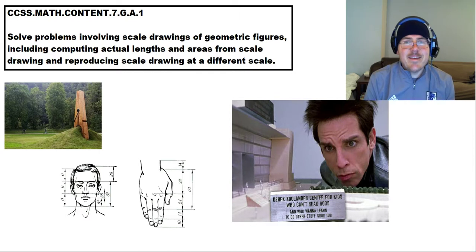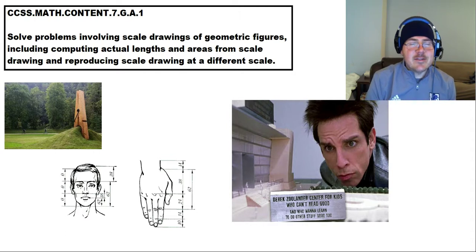Of course, can't leave without Derek Zoolander's Center for Kids Who Can't Read Good. He smashes the building because he thinks it needs to be at least 3 times bigger than the way it is for students to go inside. But let's go ahead and start talking about what this means to you as a student in your math class.